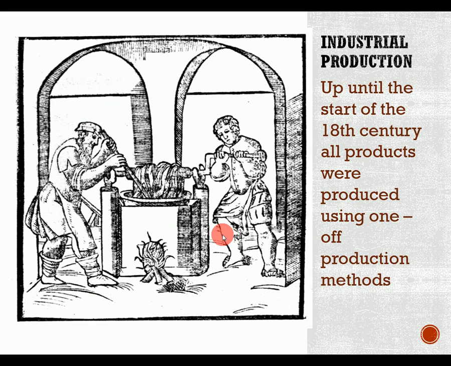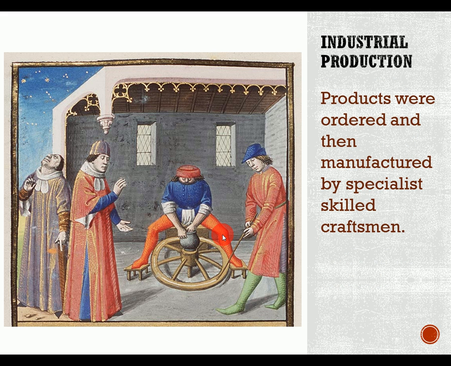We're looking at the origins of production here just quickly, and up until the start of the 18th century all products were produced using one-off production methods. That was where basically all products were different. Products were ordered and then were manufactured. So wealthy people would go, say, I want a pot. They would go to a potter, a skilled craftsperson who would manufacture that product, and all the products were different.